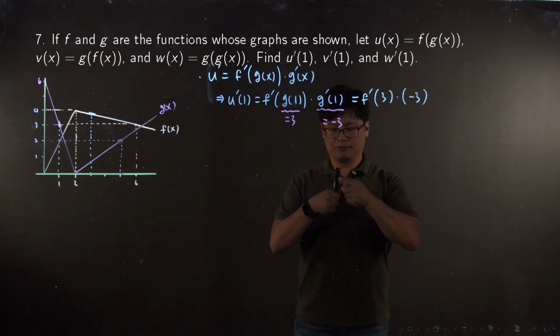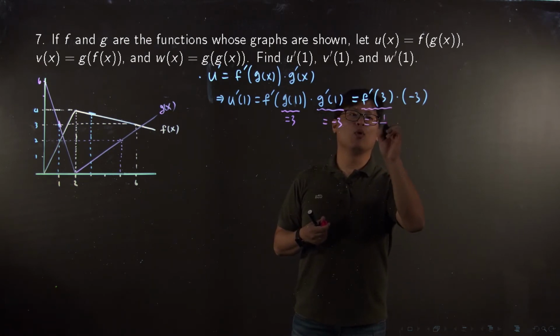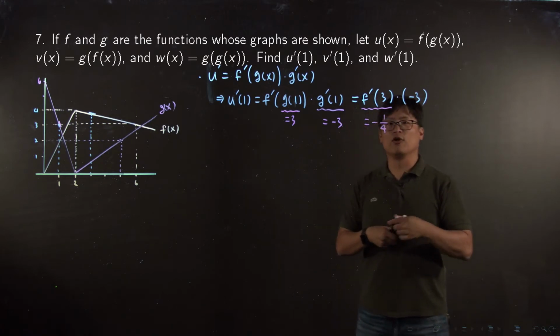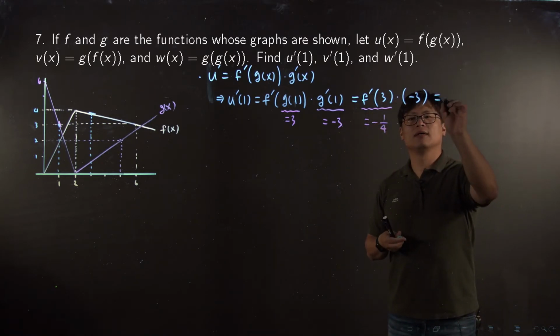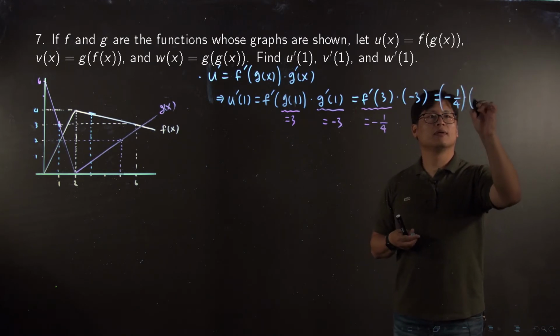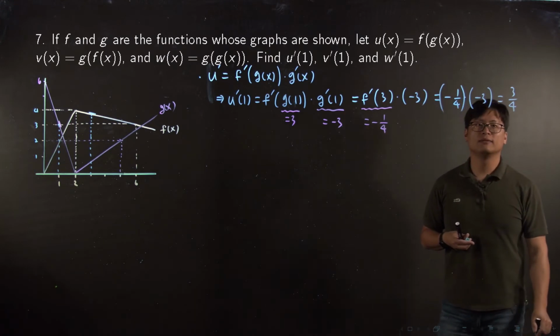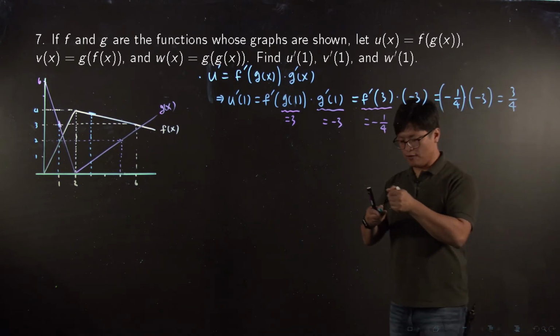So f prime of 3 is -1 over 4. Is that okay? So your final answer is -1/4 times -3, which is 3 over 4. Is that clear? Okay. So now let's move to function v.